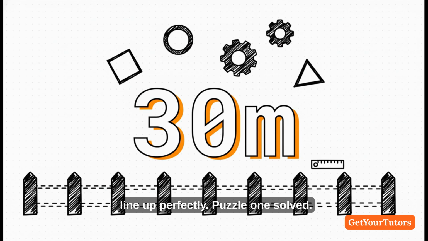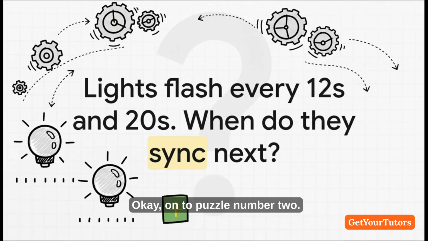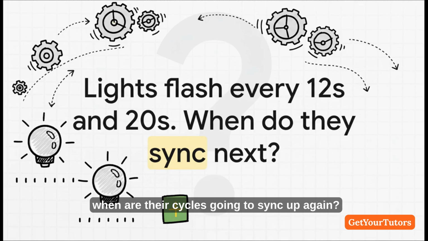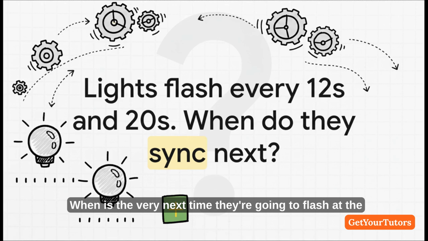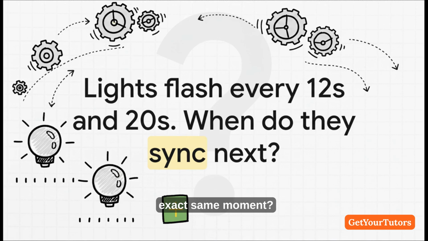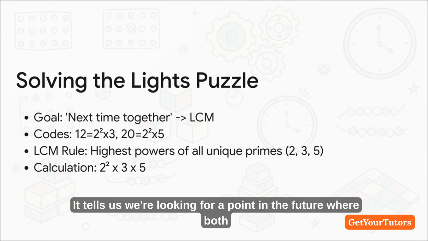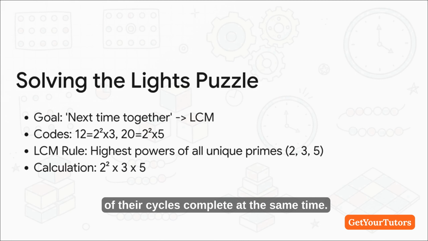Puzzle 1 solved. Okay, on to puzzle number 2. We've got two lights. They're flashing at different speeds. What we want to know is, when are their cycles going to sync up again? When is the very next time they're going to flash at the exact same moment? Okay, did you catch the keywords there? Next time together? That's our signal. It tells us we're looking for a point in the future where both of their cycles complete at the same time. We need the first multiple they share. In other words, the lowest common multiple.